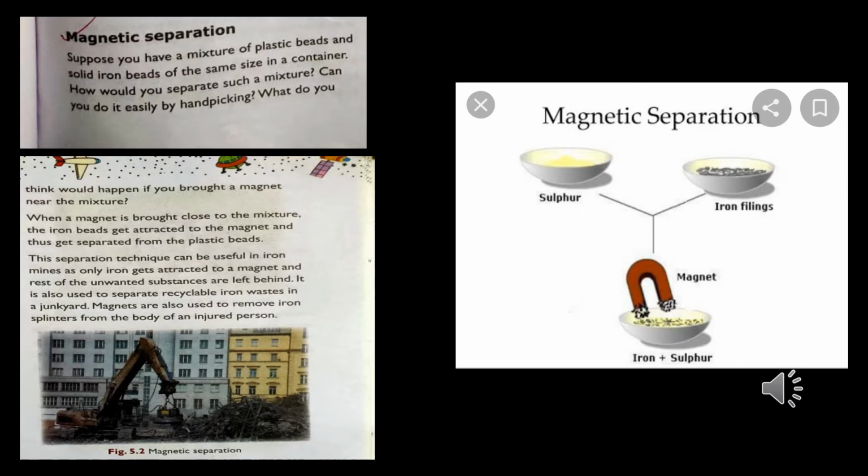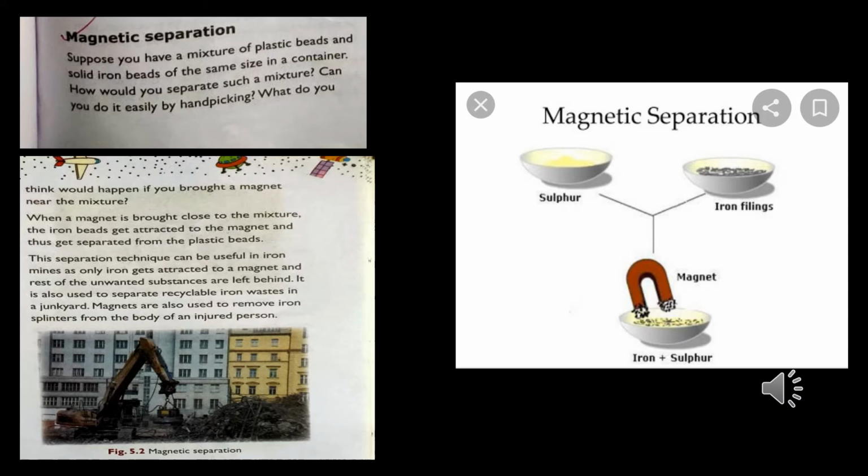Suppose I give you one example: if you want to separate plastic bits from iron bits which are mixed up, what are we going to use? We are going to use the magnetic separation method, which involves magnets. When a magnet is brought close to the mixture, the iron bits get attracted to the magnet and thus get separated from the plastic bits. This only happens in magnetic separation.